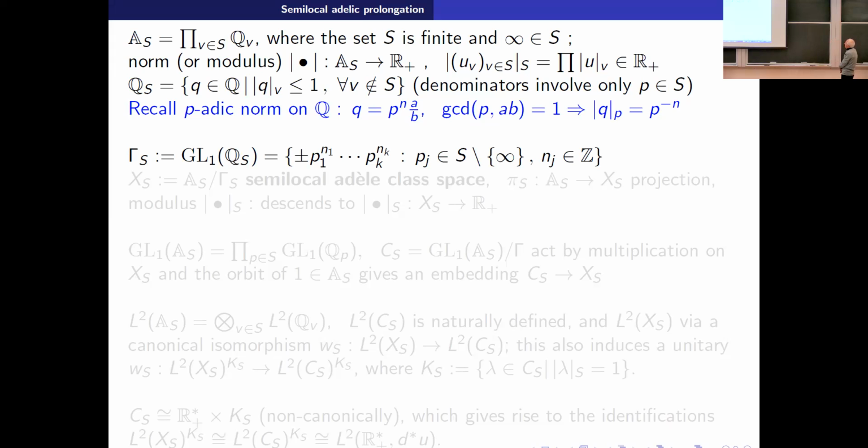And then we take, so A_S will be the adelic class, not yet. The big piece of the construction of the adelic class space. We need a discrete subgroup. This will be the invertible elements in Q_S called gamma S. So they are over there.